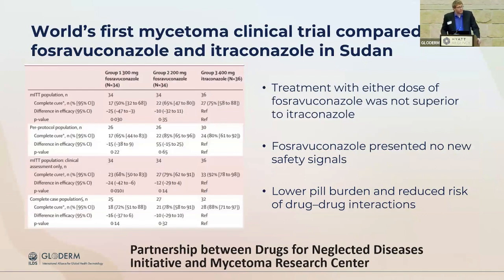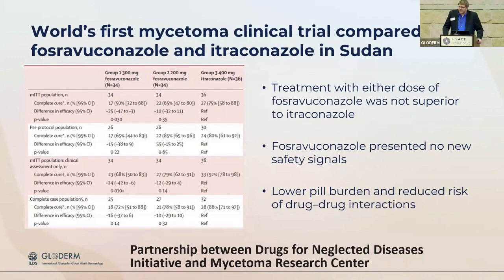I also want to mention, transitioning from chromo to mycetoma, there was a world's first mycetoma clinical trial, which is kind of crazy to say. It's pretty astonishing. That was done in Sudan, supported by the Drugs for Neglected Disease Initiative, and run through the Mycetoma Research Center before the civil war in Sudan. What they did was compare a new azole, fosravuconazole, which is dosed once weekly, to itraconazole.